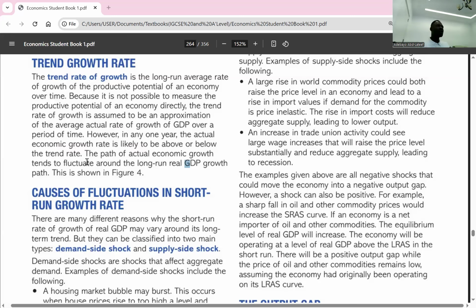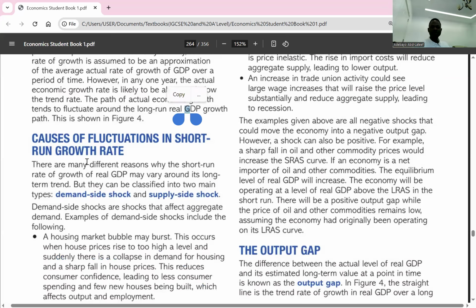So those things that could cause fluctuation are the demand shock and the supply shock. These things are external. They are beyond the control of anyone. So, causes of fluctuation: short-run growth rates. The reasons for fluctuation are classified into two: demand side shock and supply side shock.